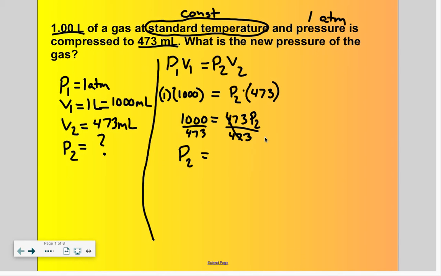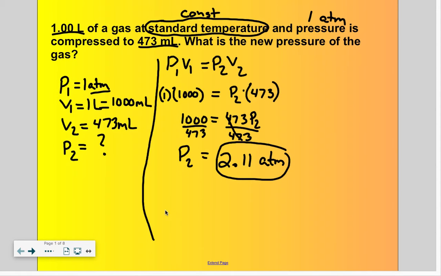So 1,000 divided by 473 gives you a value of about 2.11. So I would say 2.11. And the units, once again, we go back to atmospheres in our P1, and so that's going to be my unit for P2 as well. All right, that's problem 1.